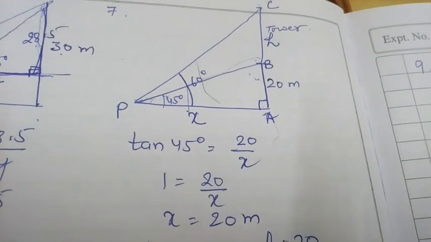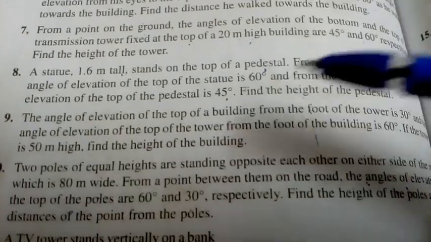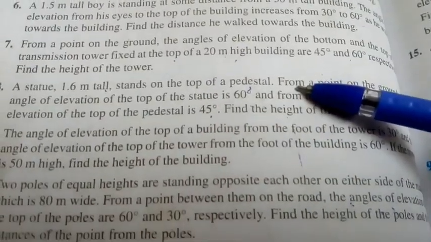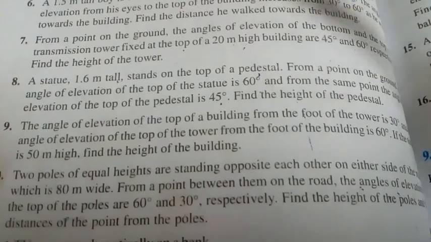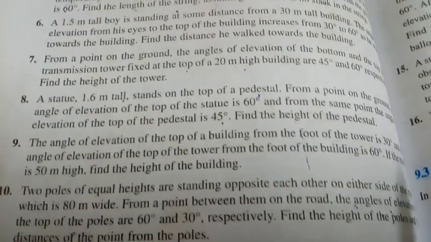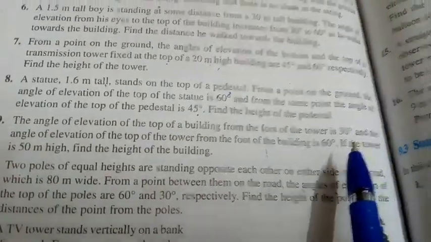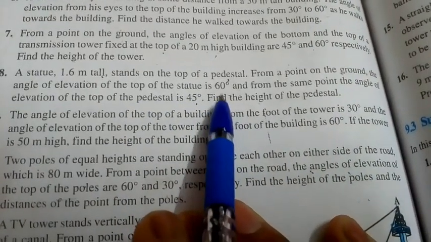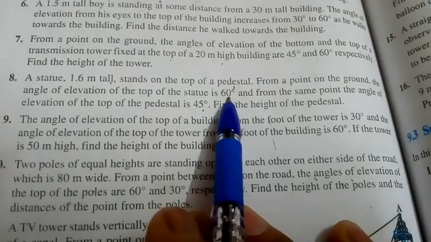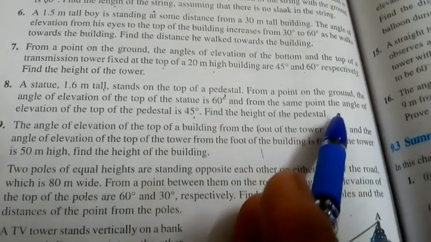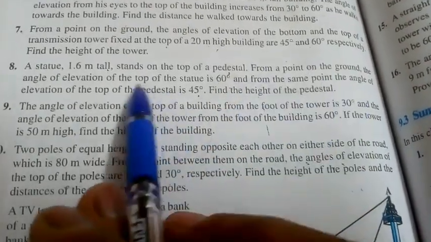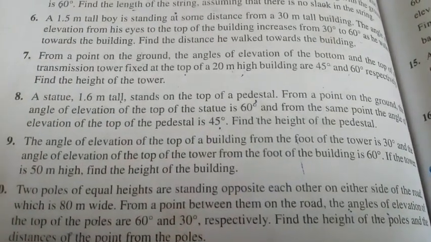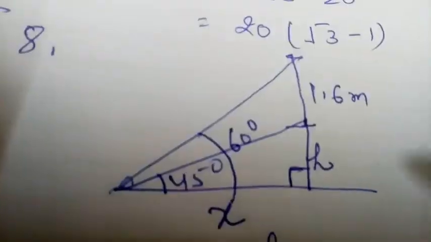In the next question, number 8: a statue of 1.6 meters tall stands on the top of a pedestal. Pedestal means a platform; on top of a platform there is a 1.6 meter tall statue. From a point on the ground, the angle of elevation of the top of the statue is 60 degrees. From the same point, the angle of elevation of the top of the pedestal is 45 degrees. Find the height of the pedestal.